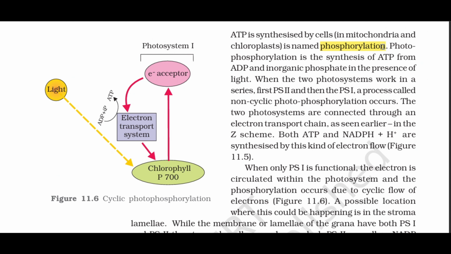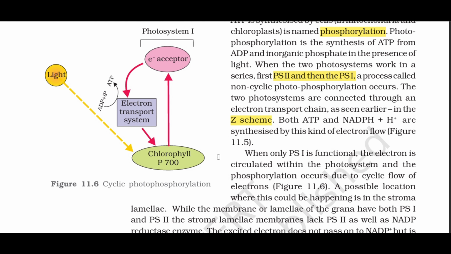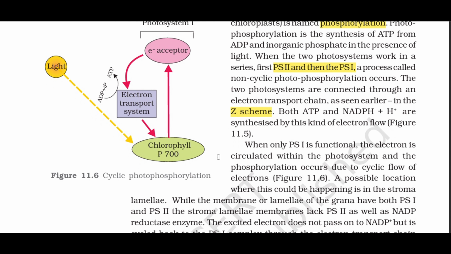Photophosphorylation is the synthesis of ATP from ADP and inorganic phosphate in the presence of light. When the two photosystems work in a series, first PS2 and then PS1, a process called non-cyclic photophosphorylation occurs. The two photosystems are connected through an electron transport chain, as seen earlier in the Z scheme. Both ATP and NADP+H+ are synthesized by this kind of electron flow, figure 11.5.